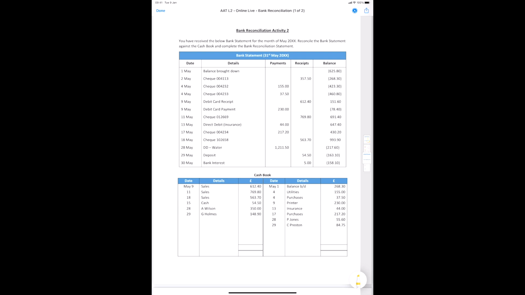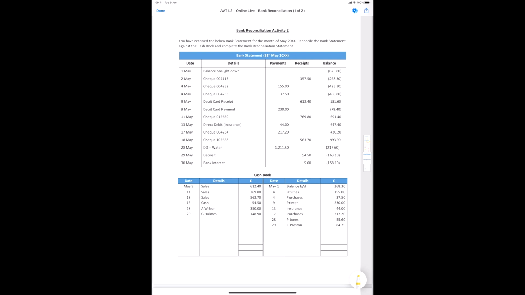Okay, so step one is highlight those transactions which appear in both the bank statement and the cash book. I'm just going to start from the payments column this time. We'll go onto the receipts next, and then we'll look at the balance, because that's one of the differences that we need to look out for.